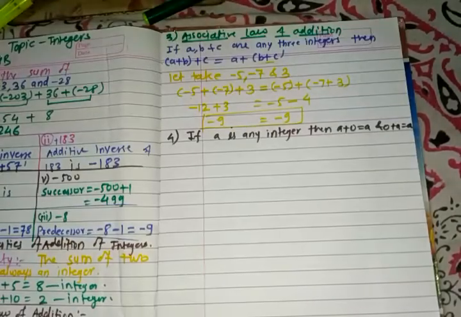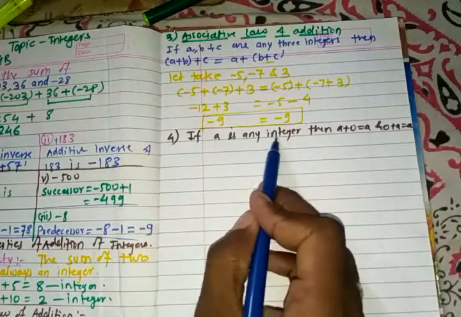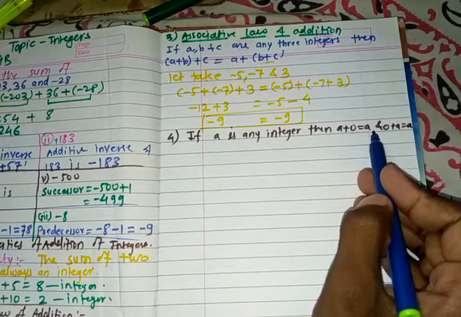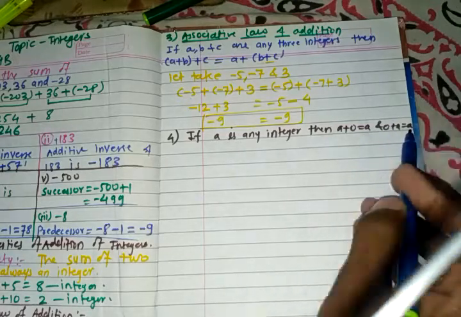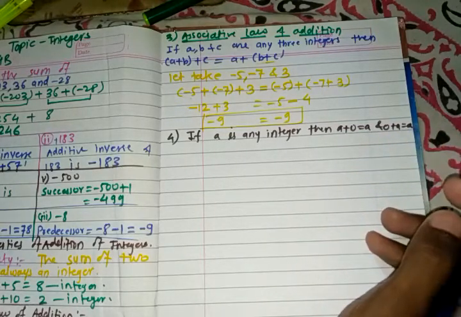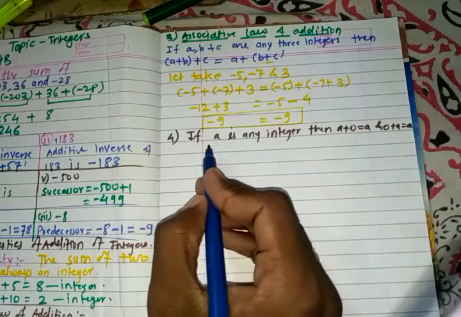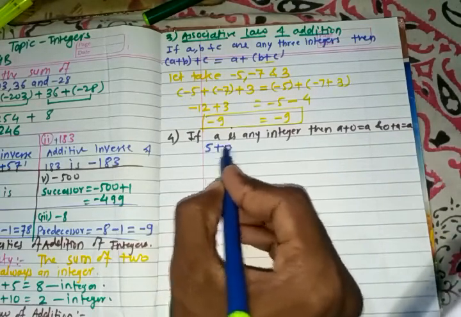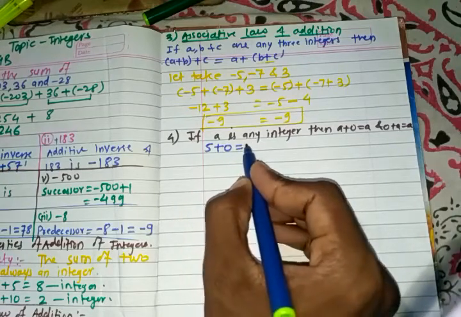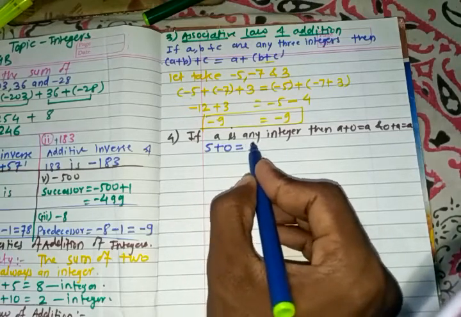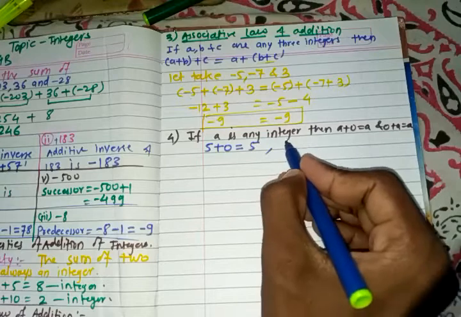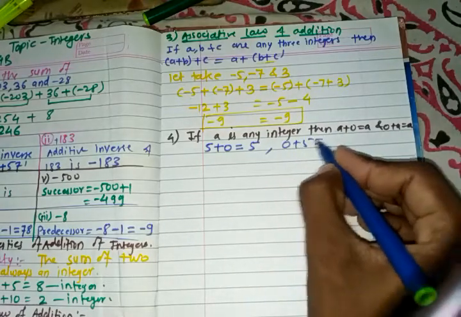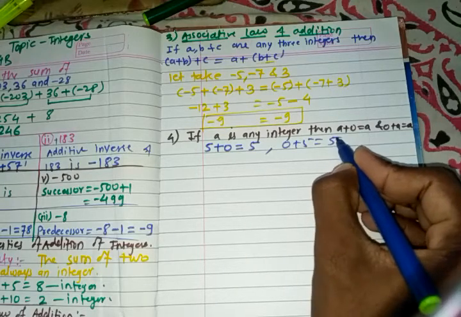Now the next property: if a is any integer, then a plus 0 is equal to a, and 0 plus a is also equal to a. So what does it tell? It tells that if you take, suppose, 5 and add 5 with 0, then the sum will be the same integer, that is 5, or 0 plus 5 will also give the same sum, that is 5.